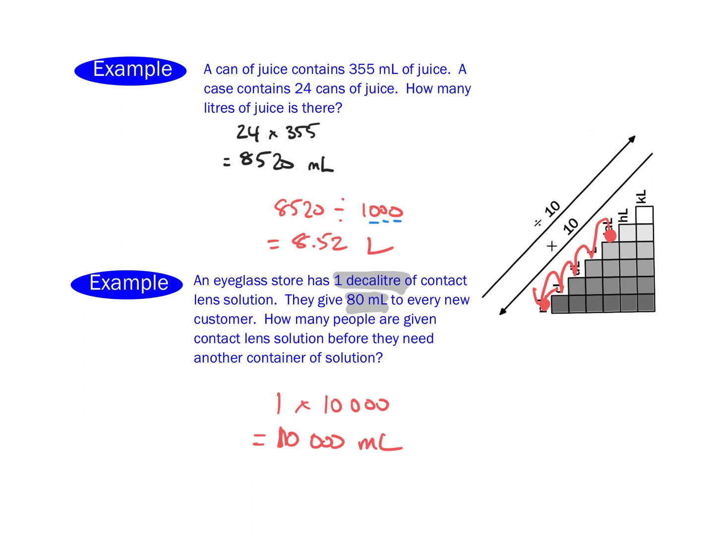Now, from that pool of 10,000 mLs, we know that every customer is going to get 80 mLs. So how many customers can get their eyeglass solution? Well, all we need to do here is take the 10,000 divided by 80. And when we divide 10,000 by 80, we're going to get 125 people. That's how many people that they can give lens solution to before they're going to need to bring out that next jug. Okay?